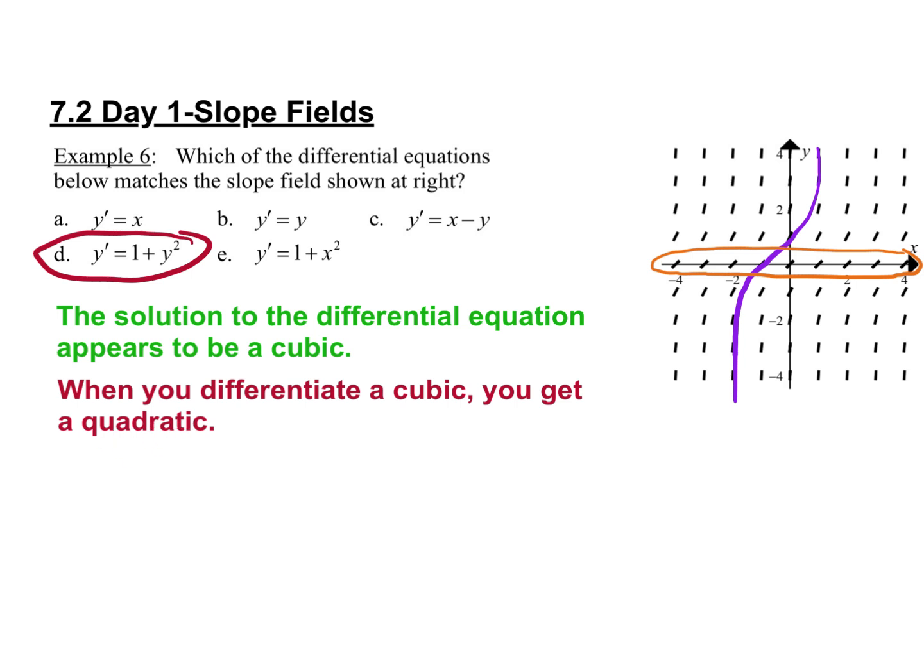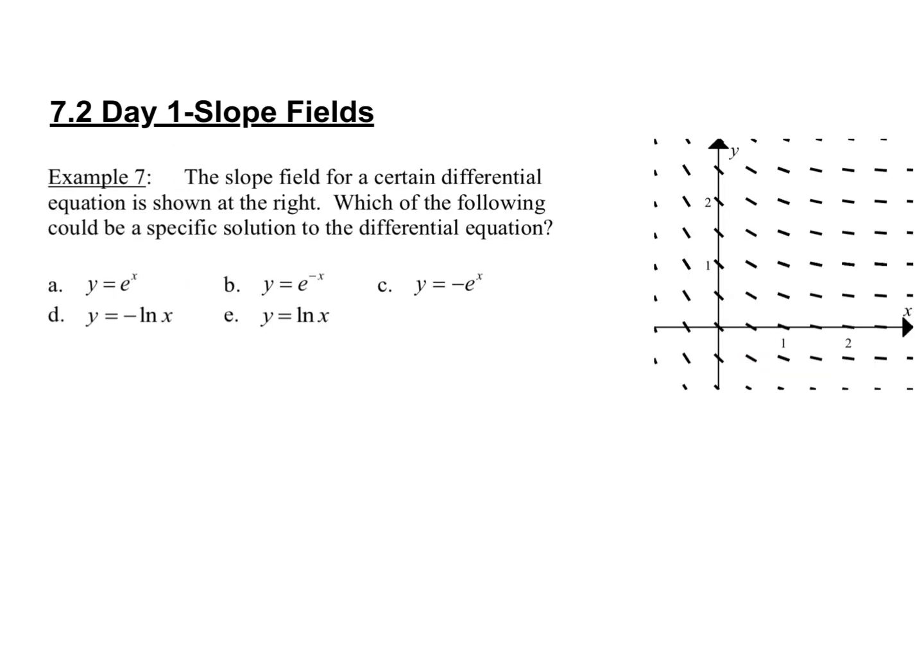Let's look at one more example, okay? In this example, this is example 7. Now it's actually asking which one of these could be the solution curve's equation. The last problem was not asking us for the solution curve's equation, it was looking for the differential equation. This one is saying, which of these could be the solution to the curve that you draw?